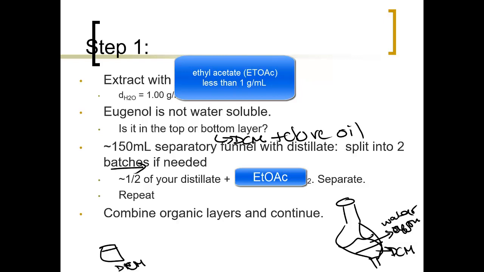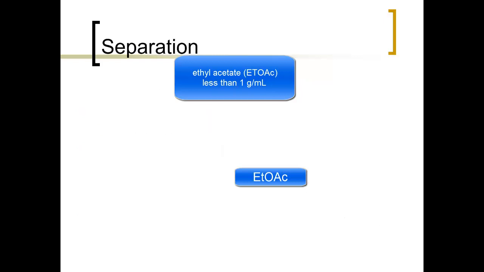So you're going to extract again with 50 mils of dichloromethane, and you're going to add the dichloromethane and the clove oil. And what we're doing is trying to ensure that we get all the clove oil out, because some of it will stick to the water a little bit.